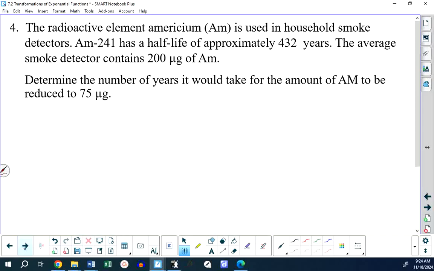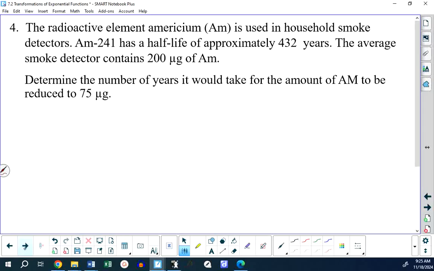Eric. In 432 years, it'll be half of itself? Right. In 432 years, it will be half. And it's just like the money thing I talked about before. It isn't that your smoke detector has 200 micrograms of this isotope, and then it has that same amount for 200 years, and then at the end of 432 years, it all of a sudden gets cut in half.